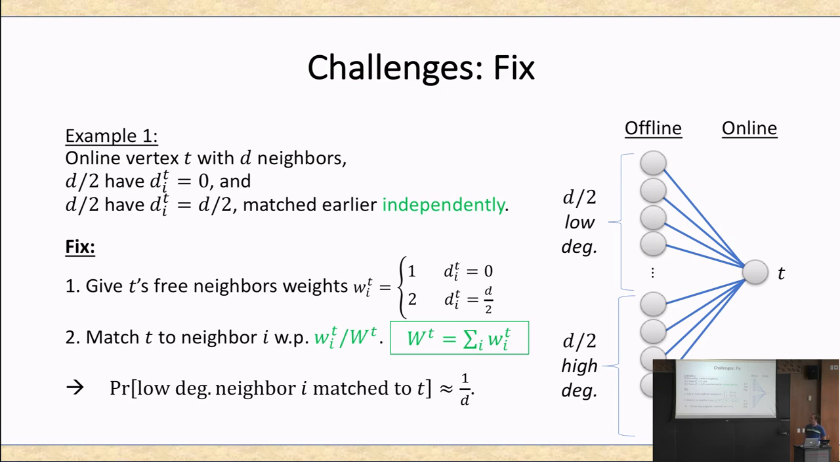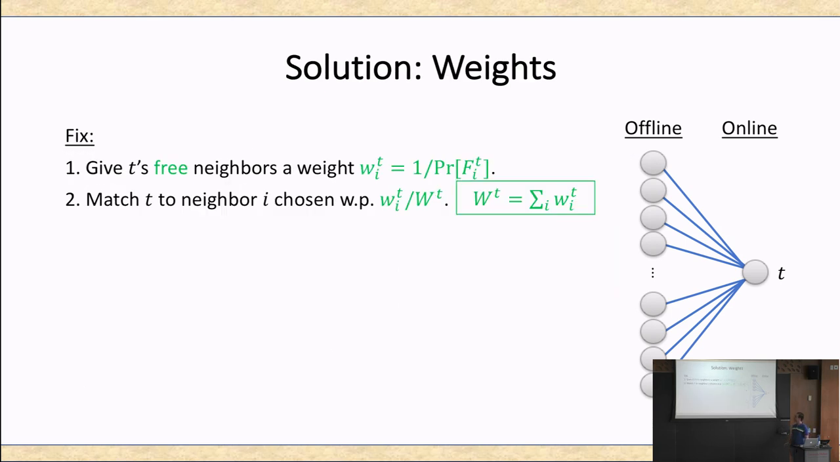Let me generalize this ever so slightly for our general approach. Okay, so the first part of our solution, we're going to have assigned weights as follows. For every online vertex t, its free neighbors will get assigned a weight w_t^i, which is 1 over their probability of being free. And then again, we match t to a neighbor i with probability w_t^i over w_t.